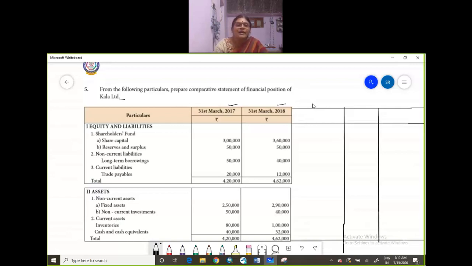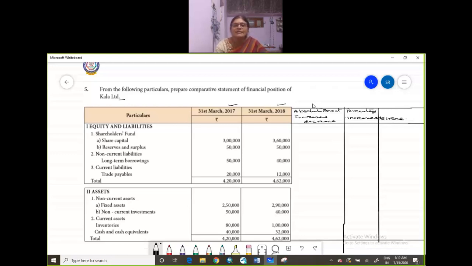First you're going to start with your equity and liabilities. So your absolute amount increase and decrease, and here you're going to have a percentage increase and decrease. Fine. Now let us first find the absolute amount increase and decrease.